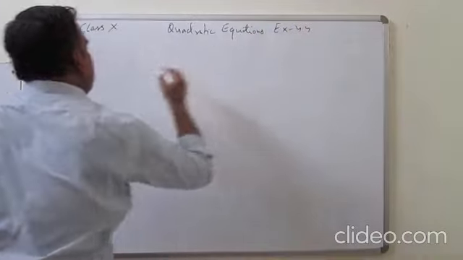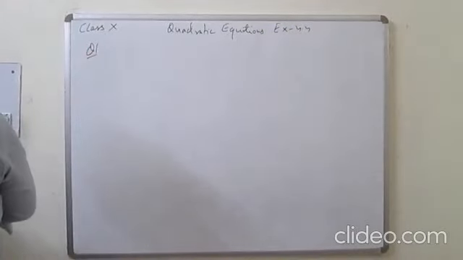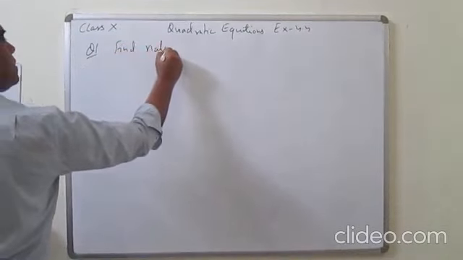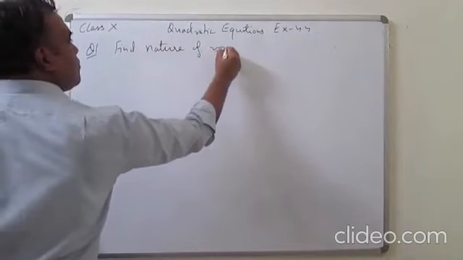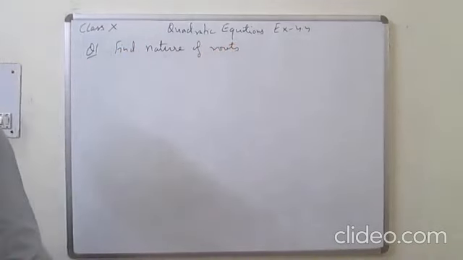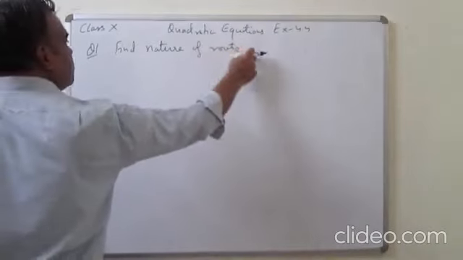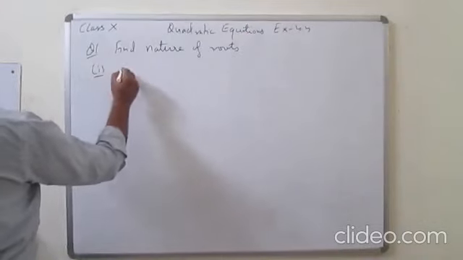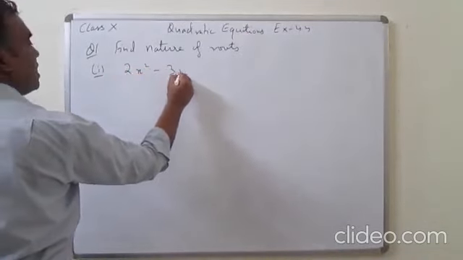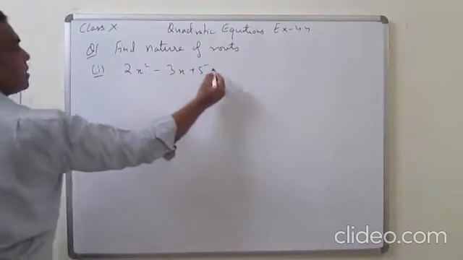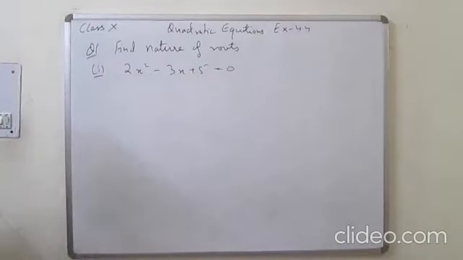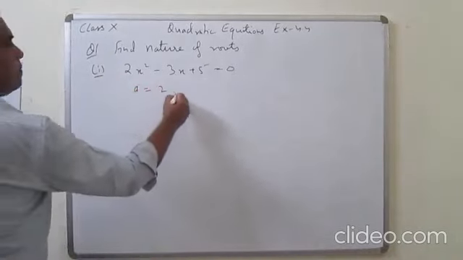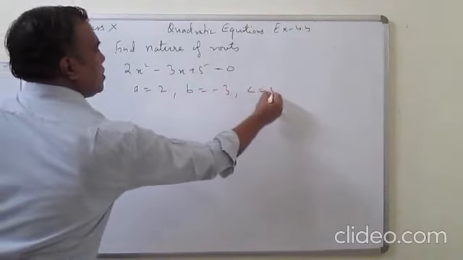Exercise 4.4, question number first: find the nature of roots. If roots exist, then find the roots. Now, first part: 2x square minus 3x plus 5 is equal to 0. Here a is equal to 2, b is equal to minus 3, and c is equal to 5.